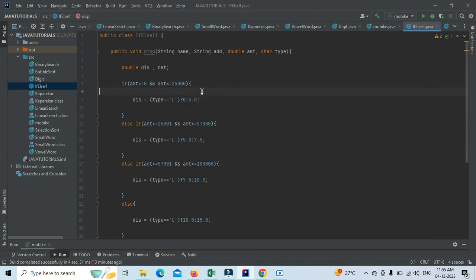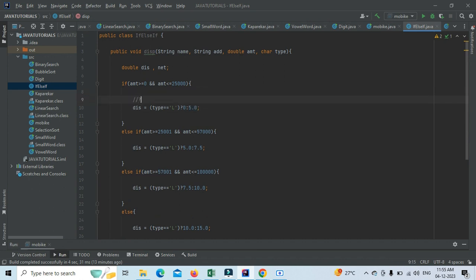So question mark colon is the ternary operator. So this is the ternary operator symbol. So here we have used the ternary operator. Ternary operator is actually a substitute of the if else statement. So that's what we have used.